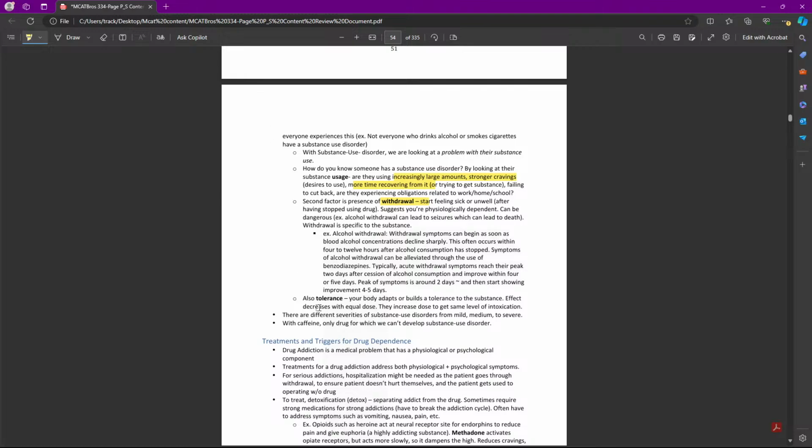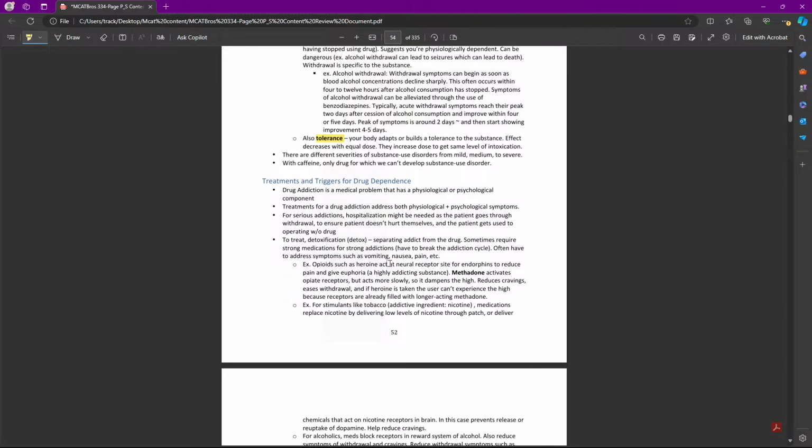Also, tolerance is another sign of developing a substance use disorder. Your body adapts and builds a tolerance to a substance. Effects decrease with an equal dose, so you increase the dose to get the same level of intoxication. There are different severities of substance use disorders, from mild, moderate, and severe. Caffeine is the only drug for which we can develop a substance use disorder. Okay? It's good to know.